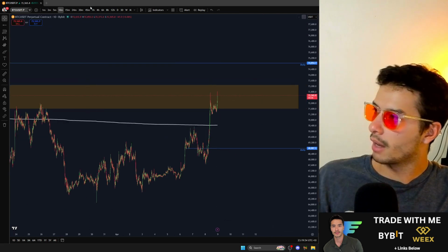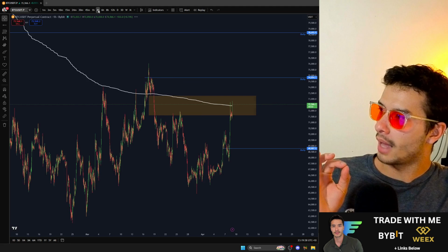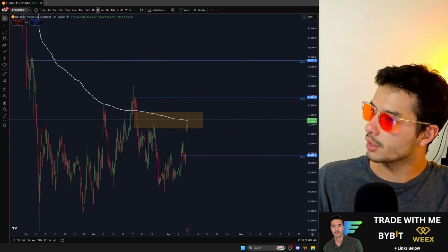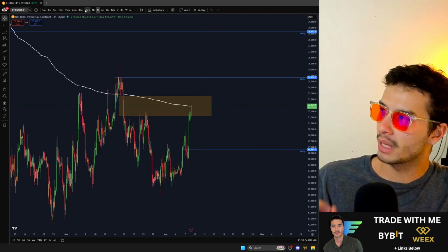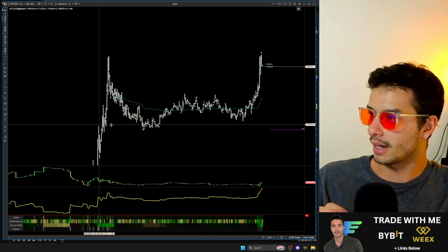But I'm just going to be careful here. I'm not going to rush into anything. I do believe this level has the potential to be a good swing short position. However, I'm not going to rush into it, because if it's going to be a good swing, I can probably get a better confirmation of that coming in. I think it's too premature to say if that's the case right now.